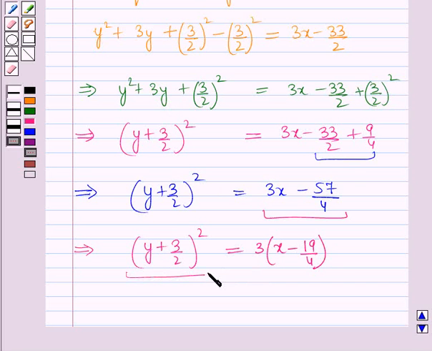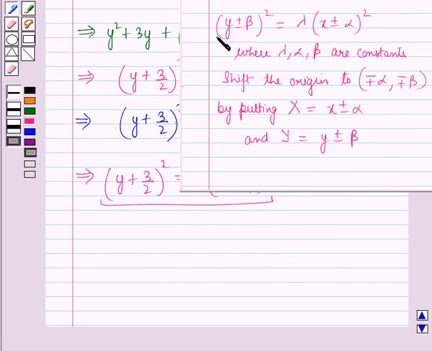Now we will express this equation in the standard form by shifting the origin. That is, if the equation is in this form, which is not in the standard form of the equation of parabola, then we will shift the origin to (±α, ±β) by putting X = x ± α and Y = y ± β. That is, if β and α are negative here, then we will shift the origin to (α, β) by putting X = x - α and Y = y - β. And if β and α are positive here, then we will shift the origin to (-α, -β) by putting X = x + α and Y = y + β.